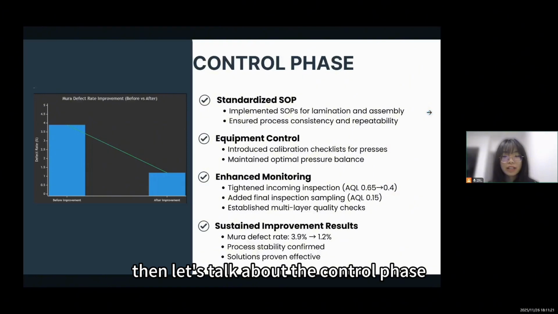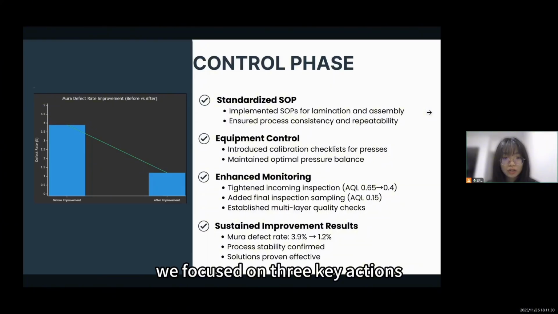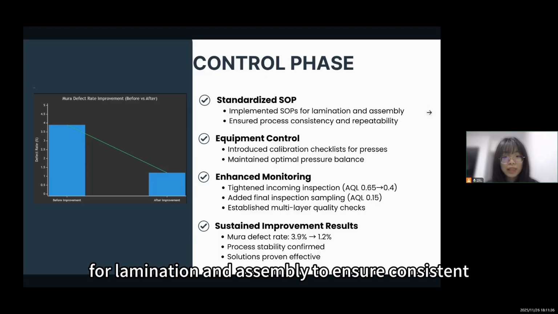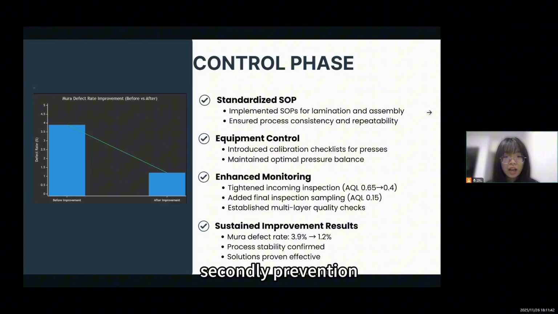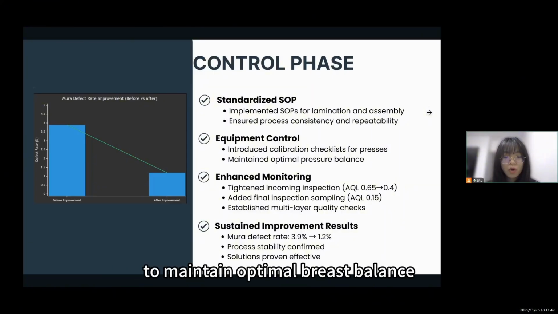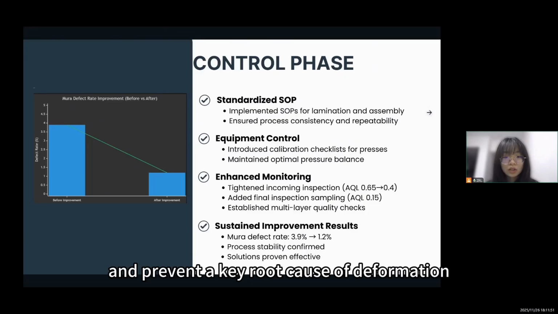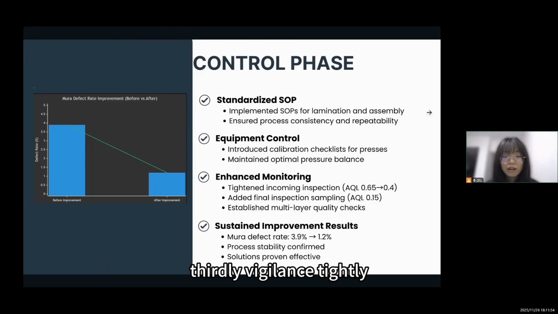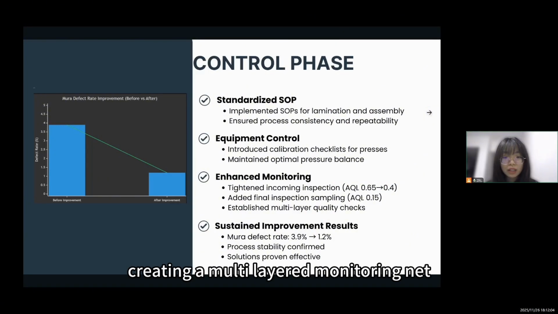Then let's talk about the control phase. Our goal in the control phase is simple: make the improvement stick. We focused on 3 key actions. Firstly, standardization, creating and implementing clear SOPs for lamination and assembly to ensure consistent, repeatable operations. Secondly, prevention, introducing equipment calibration checklists to maintain optimal press balance and prevent a key root cause of deformation. Thirdly, vigilance, tightening inspections at both the incoming material and final product stages, creating a multi-layered monitoring net.